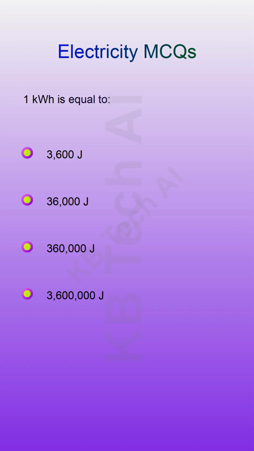1 kilowatt-hour is equal to option 1, 3600 joule, option 2, 36,000 joule, option 3, 360,000 joule, option 4, 3,600,000 joule. The answer is option 4, 3,600,000 joule.